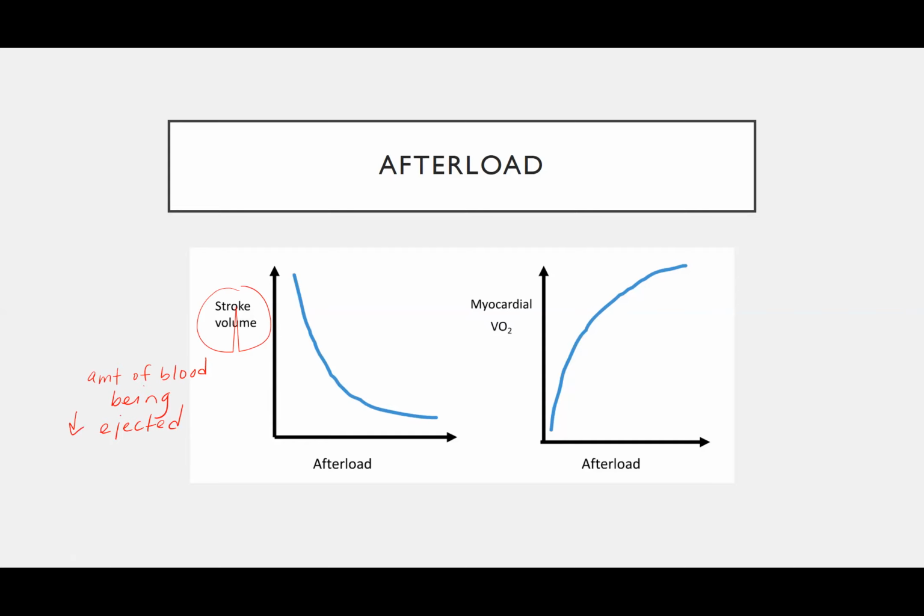And the next one, looking at myocardial oxygen demand, goes up when the workload of the heart goes up. So that makes sense. If I'm working hard on a treadmill, that sounds terrible, but if I'm working hard on a treadmill, my oxygen demand is going up. If my heart is working hard against a high afterload, its oxygen demand goes up.